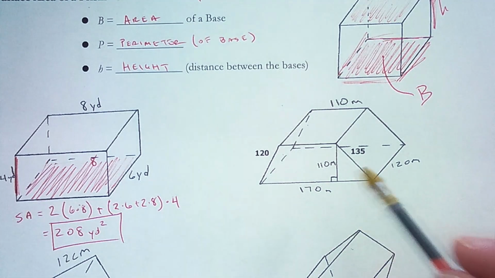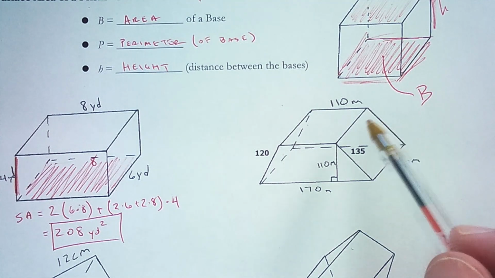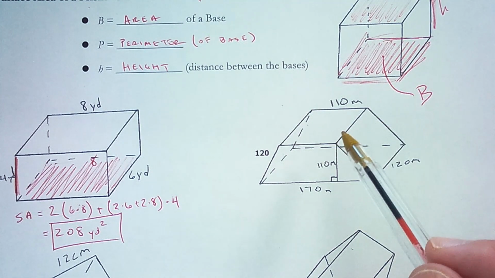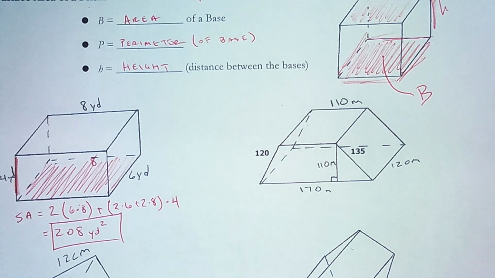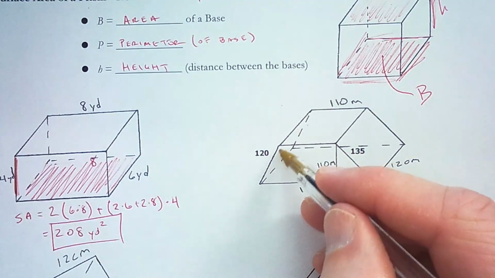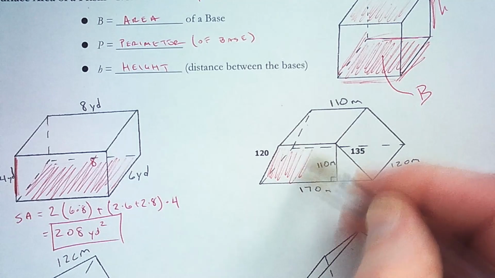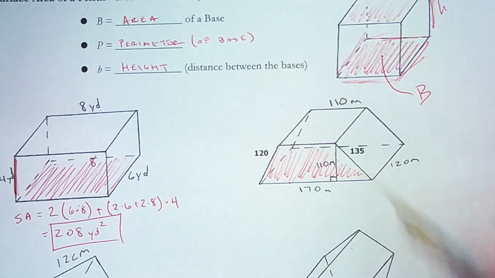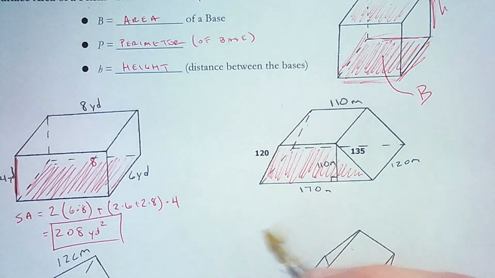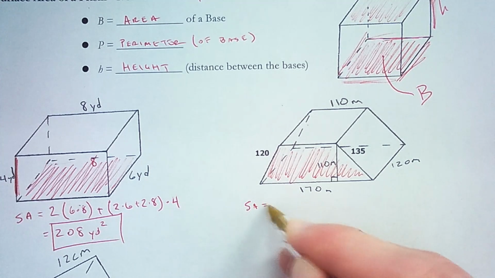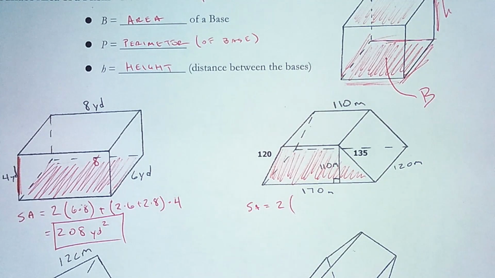Now on our next prism, not everything on here is a rectangle. So I have to name it by the non-rectangular parts. This is a trapezoidal prism because it has 2 trapezoids on it. And in this case, whatever is not a rectangle has to be used as the base. So I will have to use a trapezoid as my base. Okay, so the surface area is 2 times the area of the base.